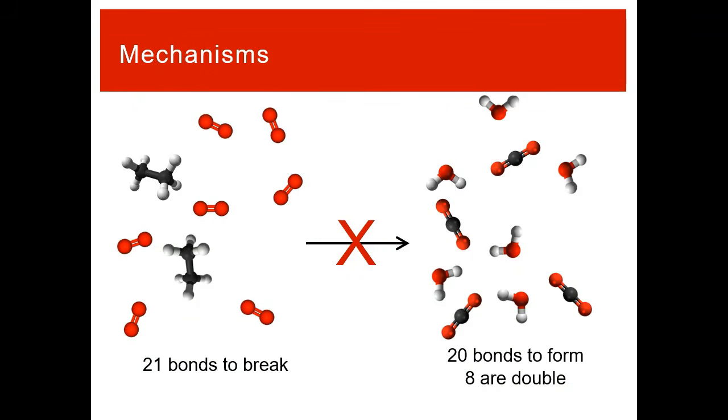This is a pictorial representation where we have our 2 C2H6 and everything else is our O2 molecules. If we look overall at all these molecules, for them to react, we would have 21 bonds that would have to break. All the oxygen-oxygen bonds would have to break. We'd also have to break all of these carbon-hydrogen bonds. The carbon-carbon bond would have to break. And then you form 20 new bonds, 8 of which are double bonds. So this is a pretty massive rearrangement. There are a lot of bonds breaking at a single time.